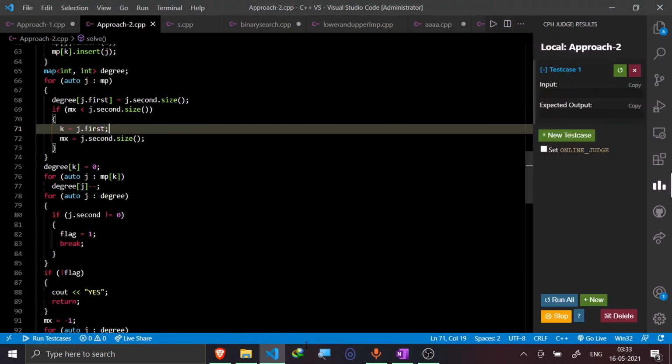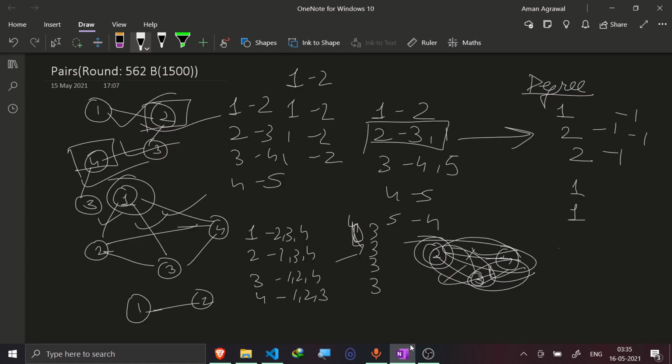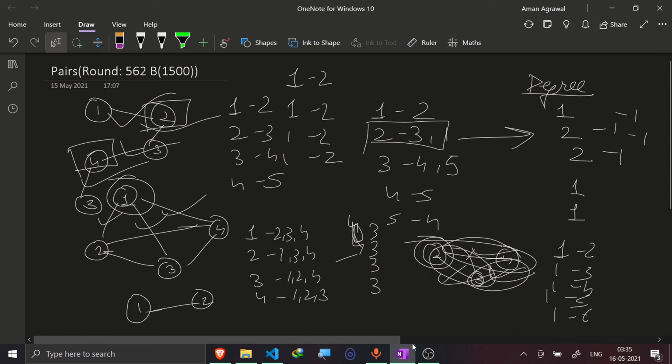So here, the maximum was stored in the mx variable and the corresponding node was stored in k. So I'm making its degree equal to 0, and then I'm subtracting from all the nodes it is connected to by this operation. Now my base code is completed. This loop is just to check, suppose I have pairs like 1 2, 1 3, 1 4, 1 5, 1 6. In this case, if I take 1, it would ultimately satisfy my condition.